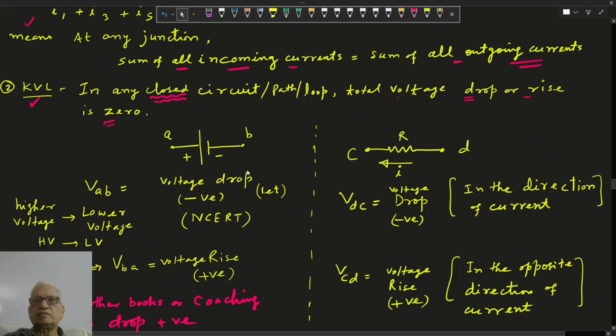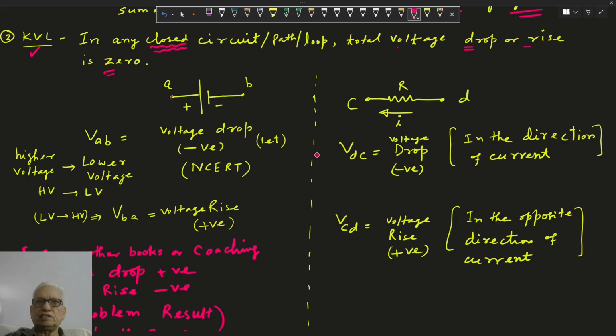What is the meaning of drop or rise? Let us discuss this. Suppose we are moving from A to B, the battery or cell, positive terminal to negative terminal. VAB means A to B is a drop, higher to lower, called voltage drop. As per NCERT, voltage drop is negative. So going from high voltage to low voltage we get a drop, and low to high is a voltage rise. As per NCERT, drop is negative, rise is positive.